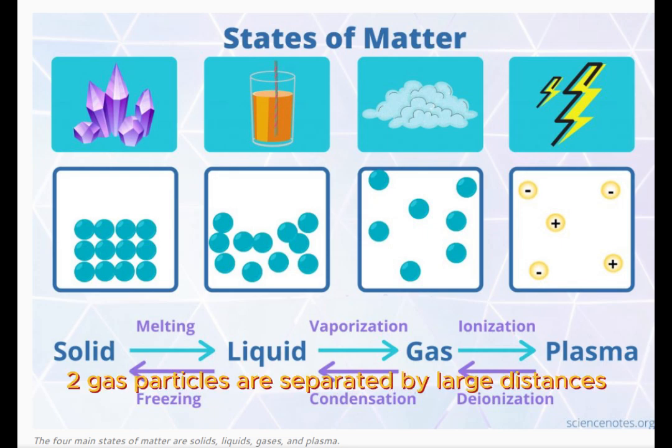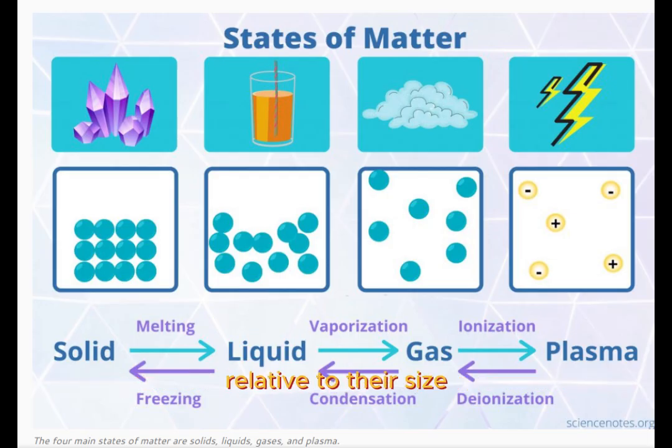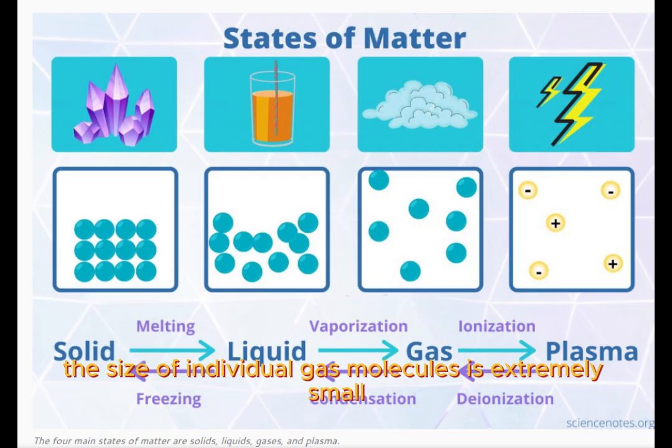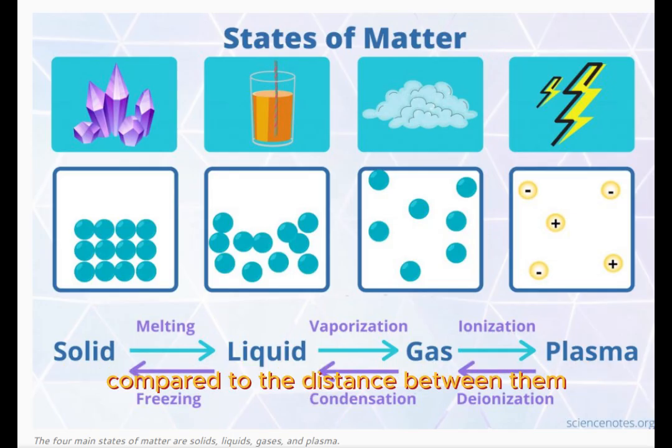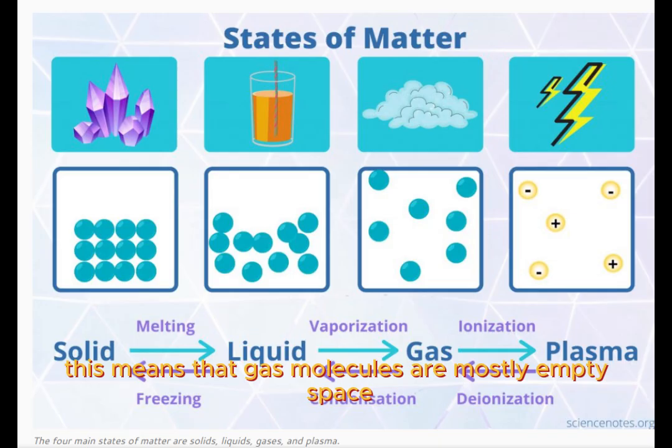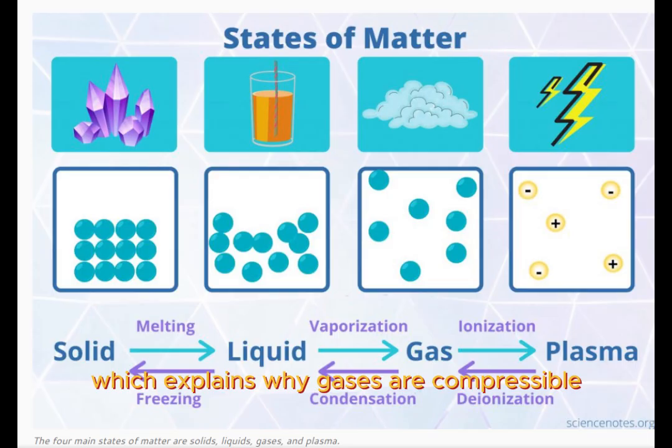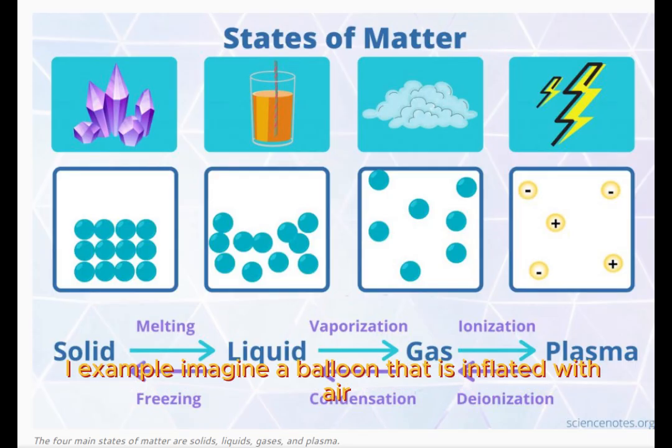2. Gas particles are separated by large distances relative to their size. The size of individual gas molecules is extremely small compared to the distance between them. This means that gas molecules are mostly empty space, which explains why gases are compressible. Example: imagine a balloon that is inflated with air.